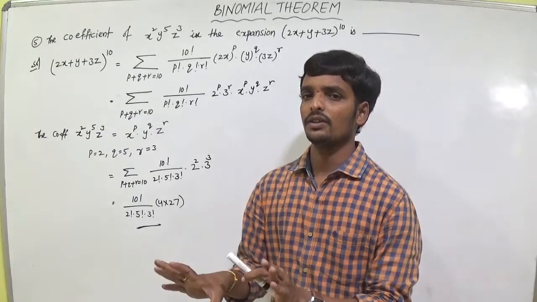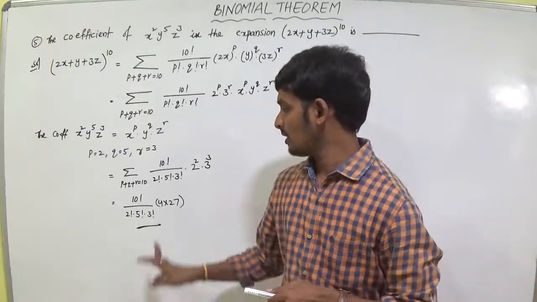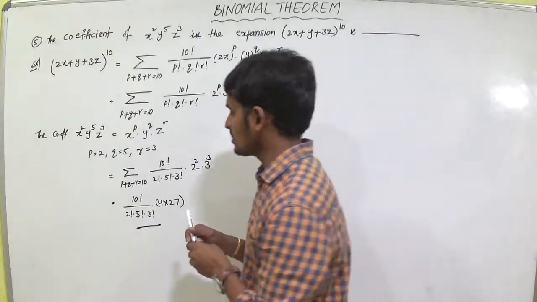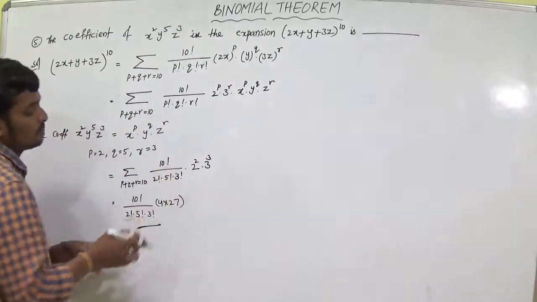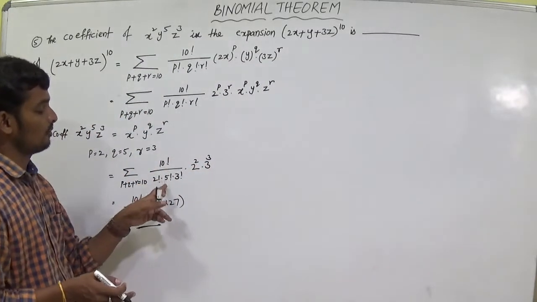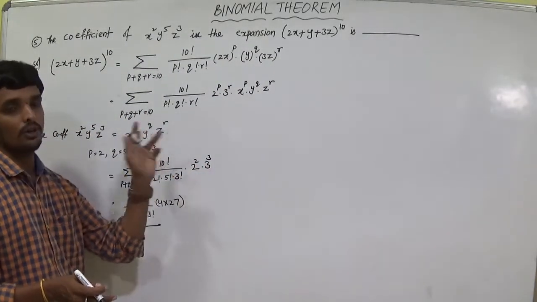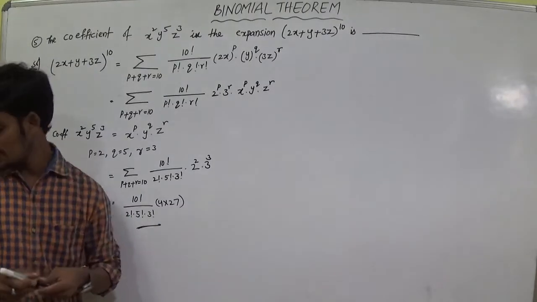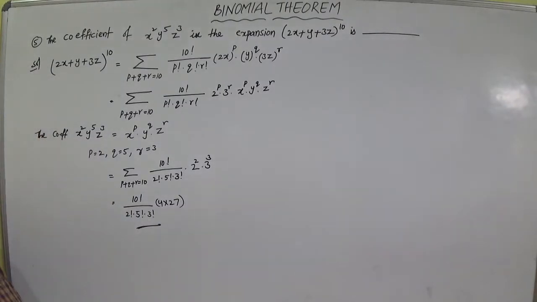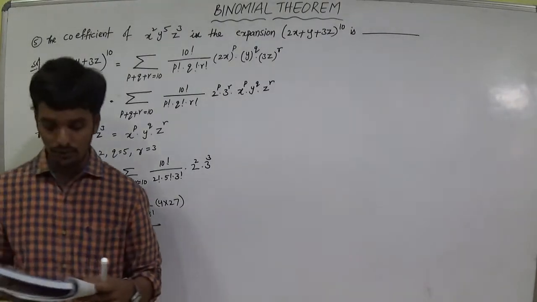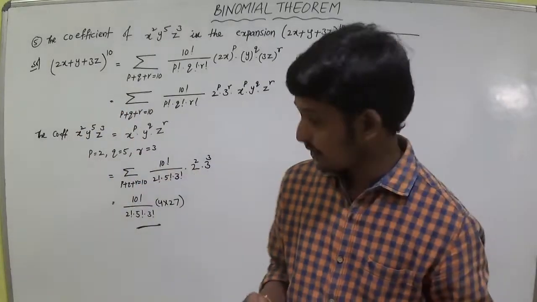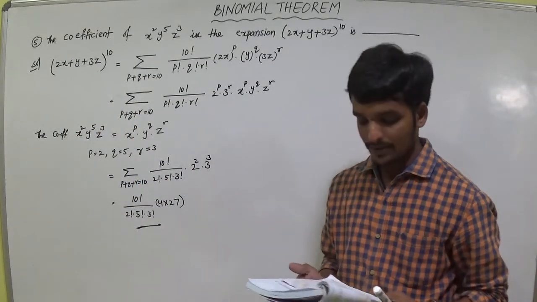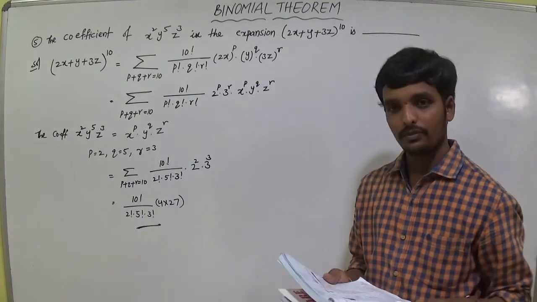Because they are not giving the options up to the last value, they are giving up to here. So the correct answer is, so you can stop it here, 10 factorial by 2 factorial into 5 factorial into 3 factorial into 2 square into 3 cube. So where is the option? I think we have where 10 factorial by 2 factorial into 5 factorial into 3 factorial into 2 square into 3 cube is option C. That means option 3. Okay.